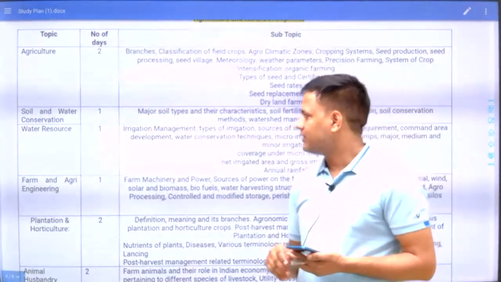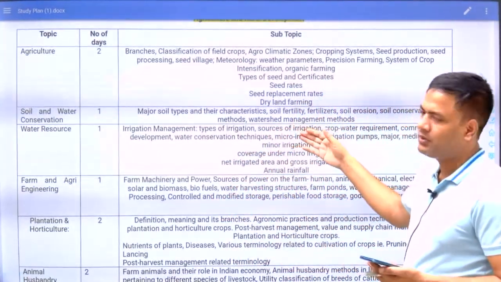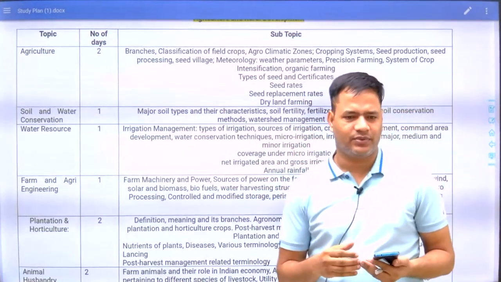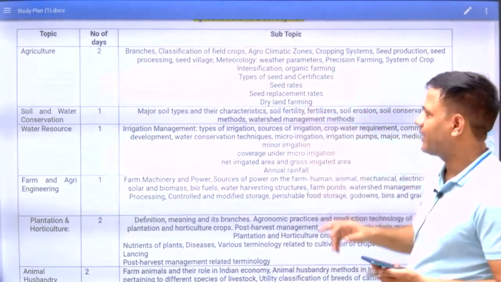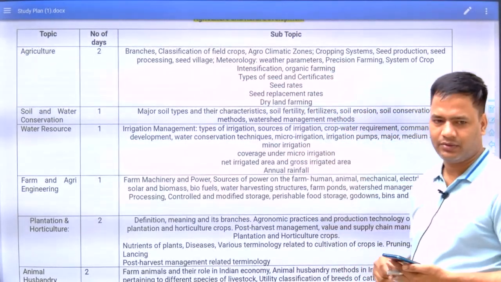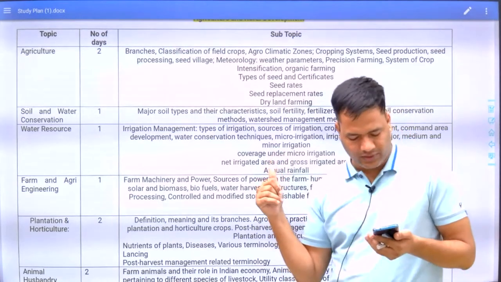Next is soil and water conservation, major soil types. They are asking questions from this chapter every year, so this is also important. Maximum questions you can see from the agriculture first chapter, so study this carefully.